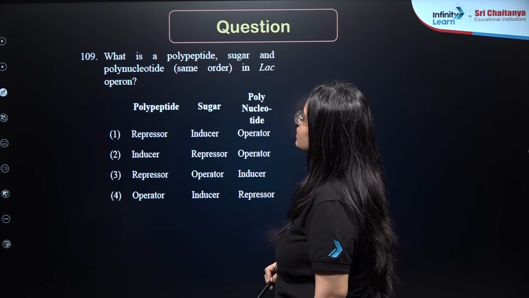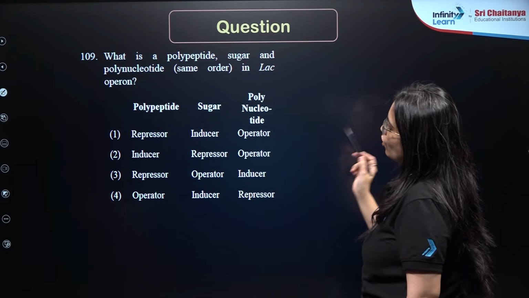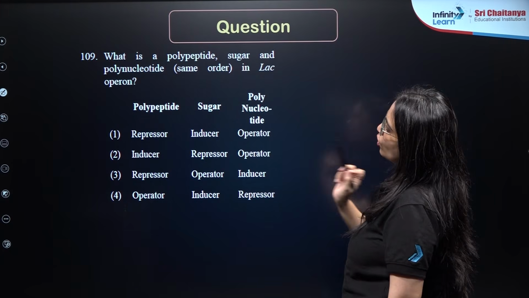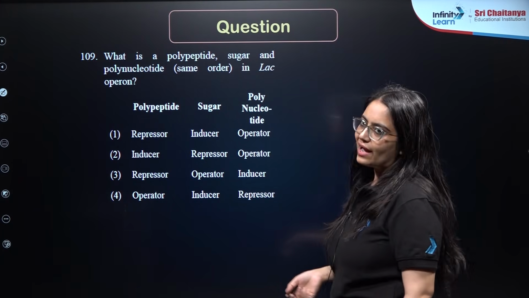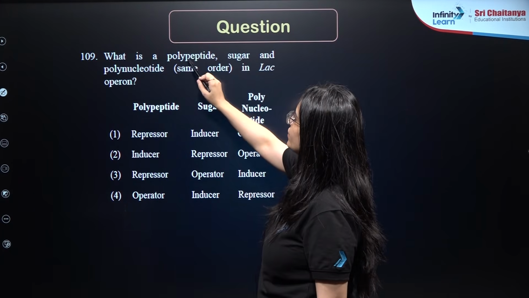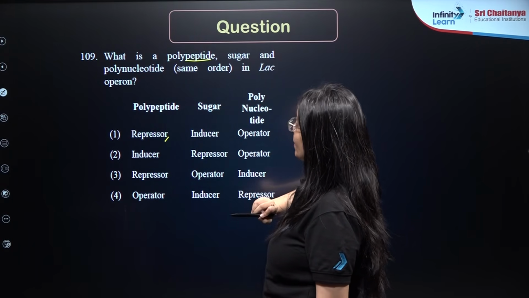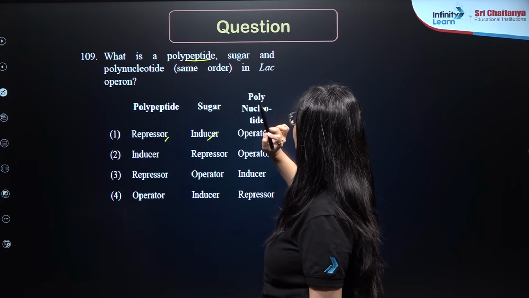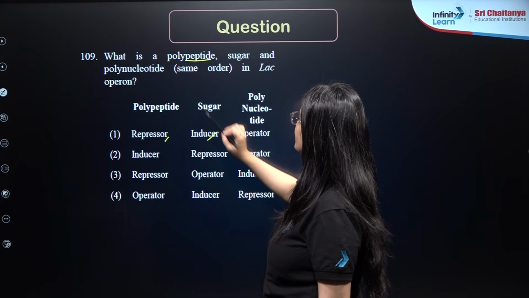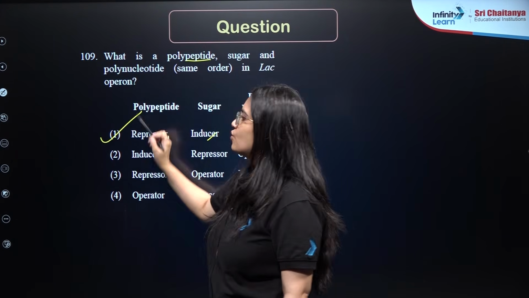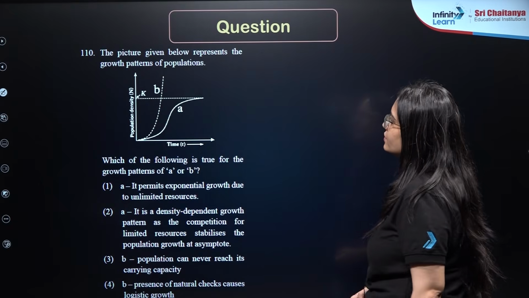Very simple. Okay, what is a polypeptide, sugar and polynucleotide in the same order in lac operon? Very simple, repressor is going to be the polypeptide, sugar is your inducer and polynucleotide will be your operator. So 1 is the right answer.